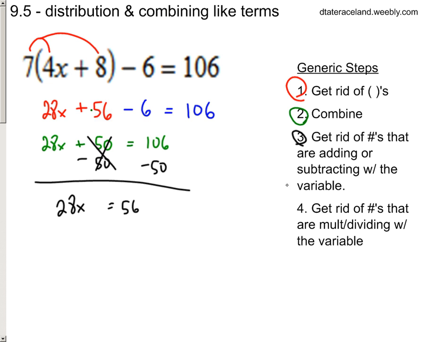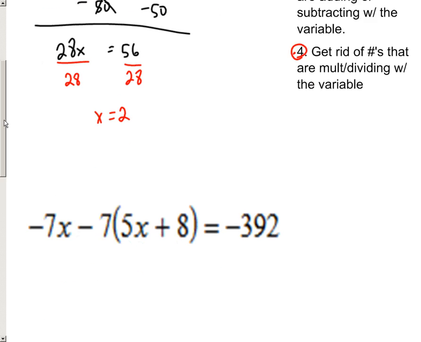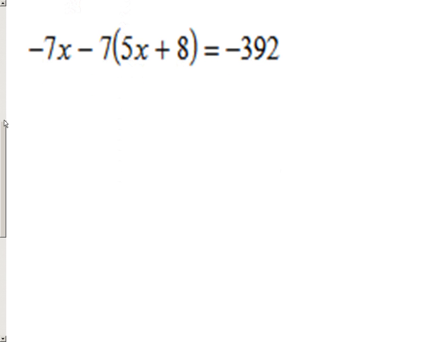The last step that I need to do is get rid of numbers involved with multiplying and dividing this variable. So the 28 times x, yep, that's multiplying, so we just divide. And x is going to be equal to positive 2. So I got through all 4 steps. It's a multi-step problem, and I know that the solution is x equals 2. Hopefully I didn't make a mistake there.